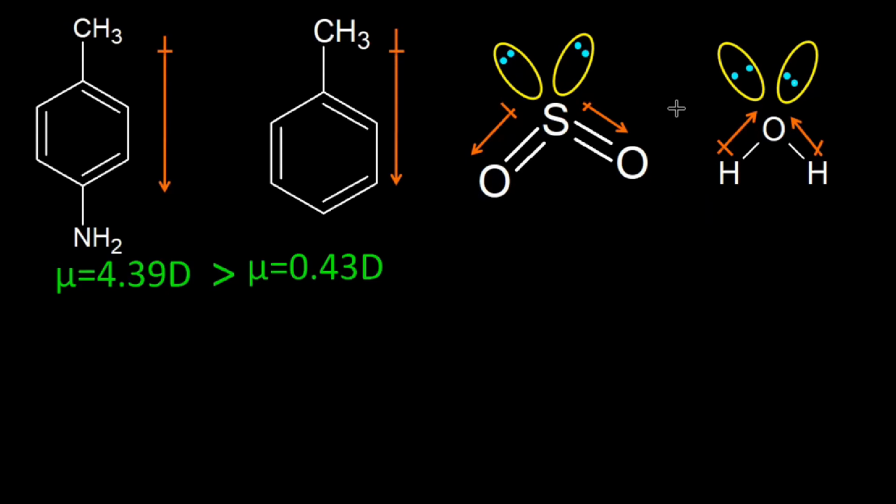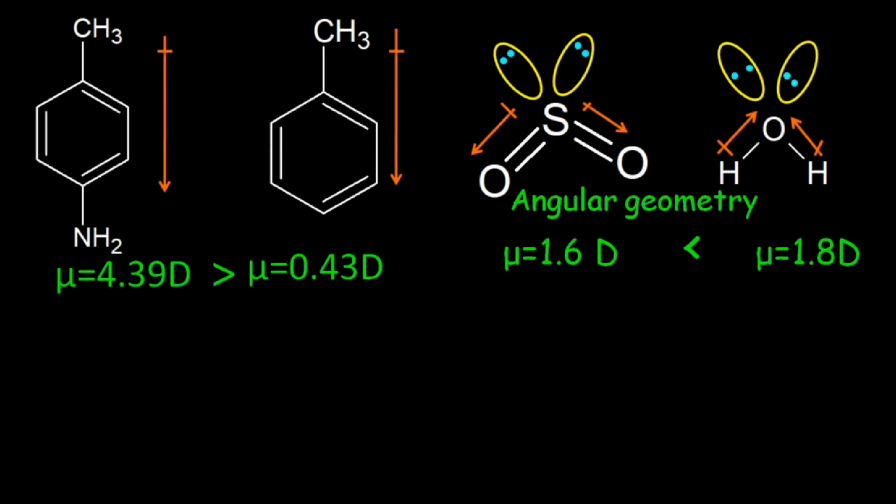Both the molecules have angular geometry, and the dipole moment of sulfur dioxide will be less than that of water. In the case of sulfur dioxide, it is 1.6 debye, while in the case of water, it is 1.8 debye. When there are lone pairs in a molecule, they will also make the molecule polar.